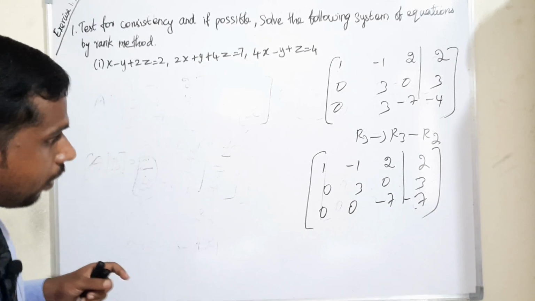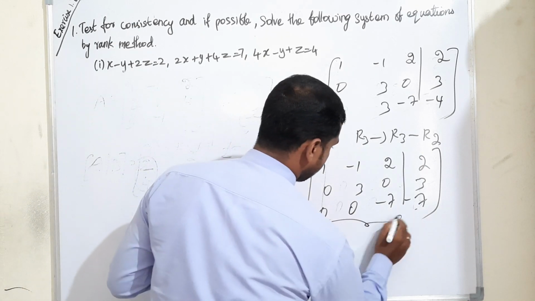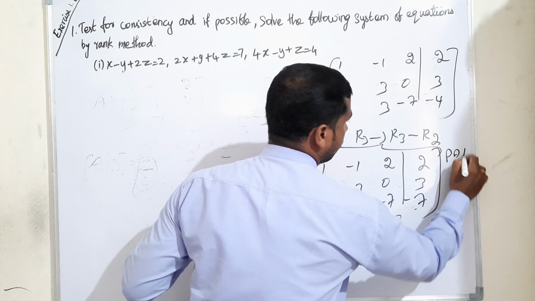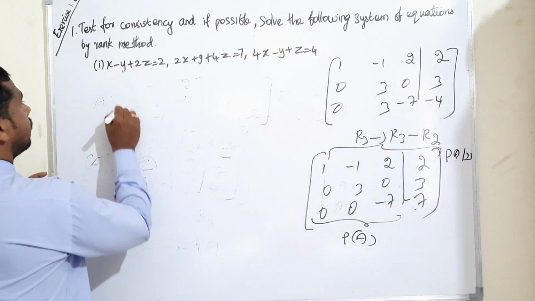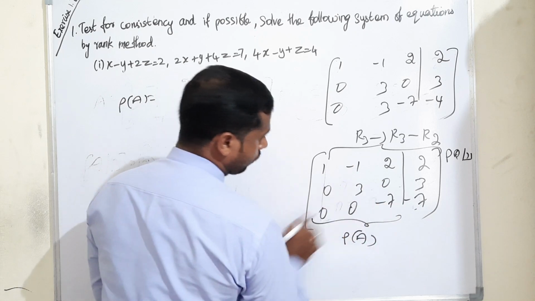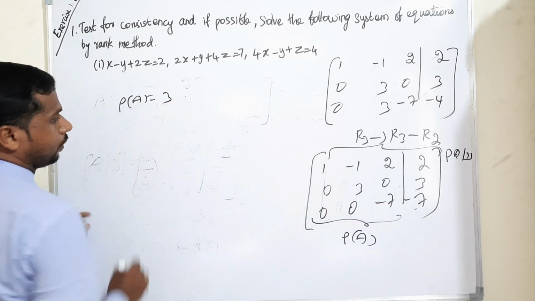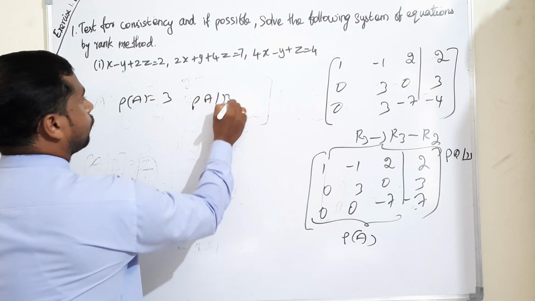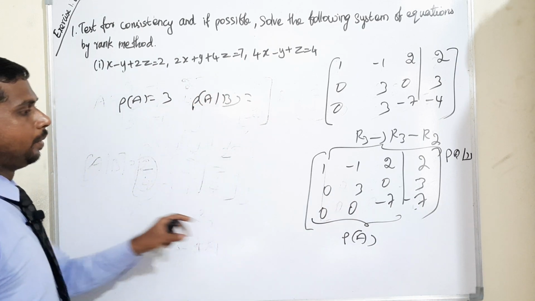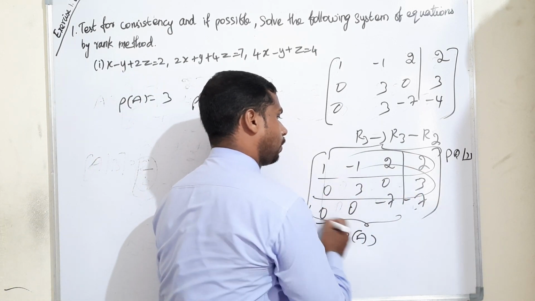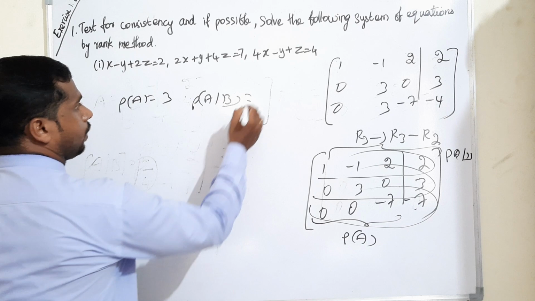After getting the row echelon form, check it there. This is considered for rank of A. This whole thing is considered for rank of A with B. So rank of A is equal to the number of non-zero rows. So rank of A is equal to 3. The next condition also, rank of A with B. Rank of A with B means definitely consider the whole matrix, non-zero rows. Here also 3.